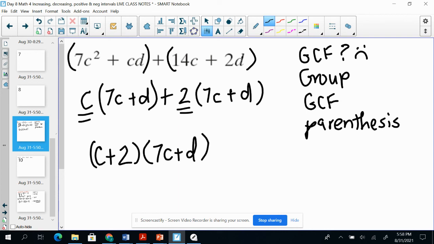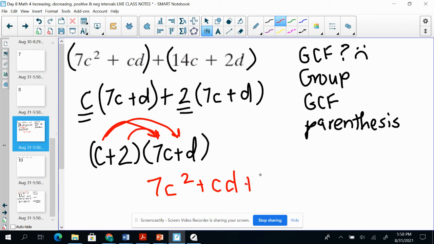And again, we can multiply these together. You can FOIL them or use a box, whatever works for you. So 7c squared, c times d, cd, looking good so far as to the one on top. Then 2 times 7c is going to give me 14c. And then 2 times d gives me 2d.